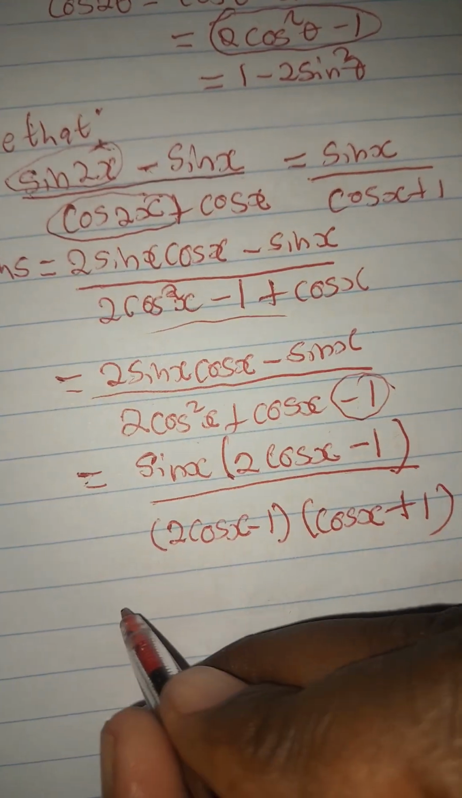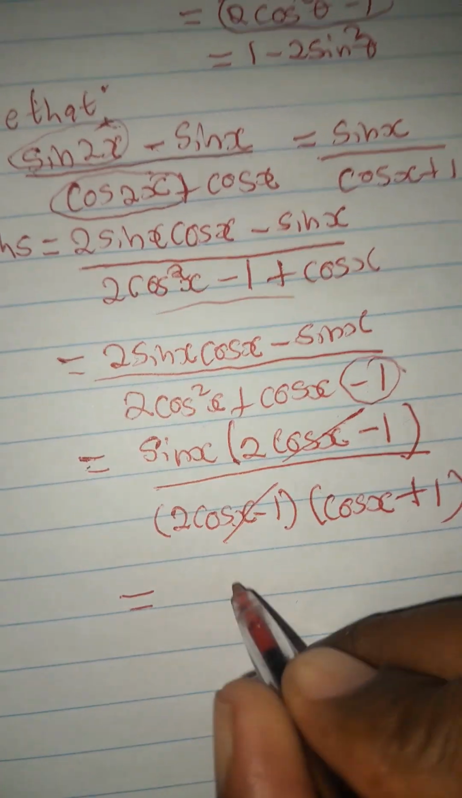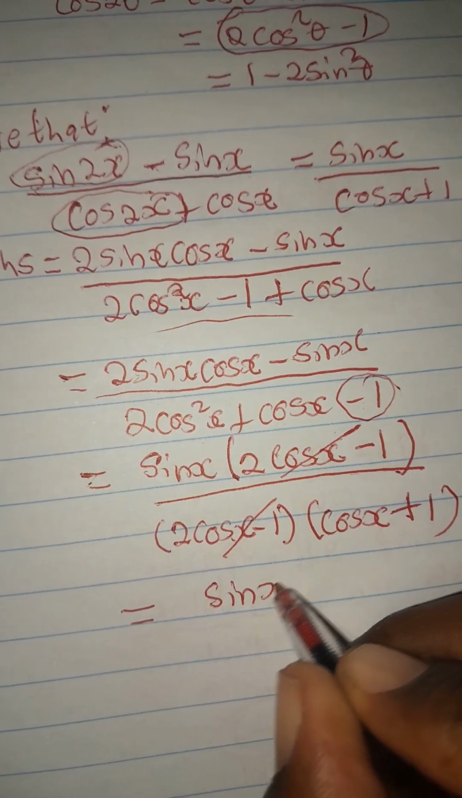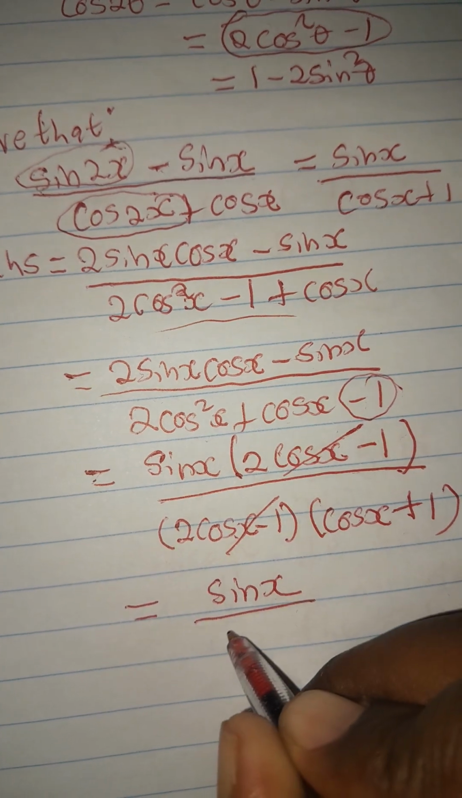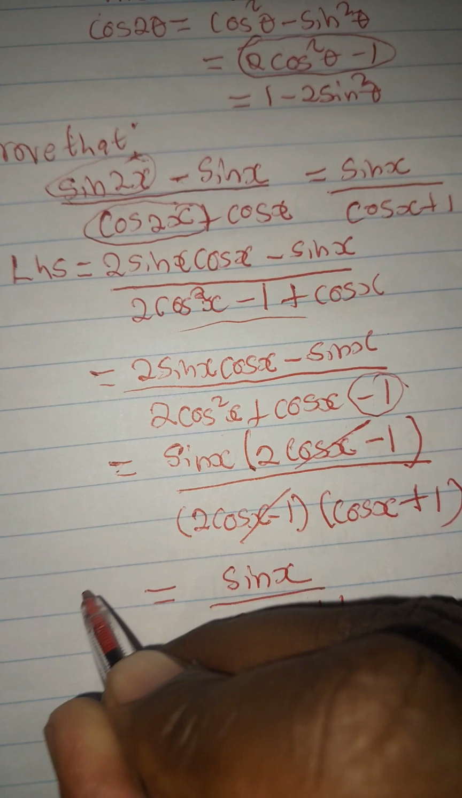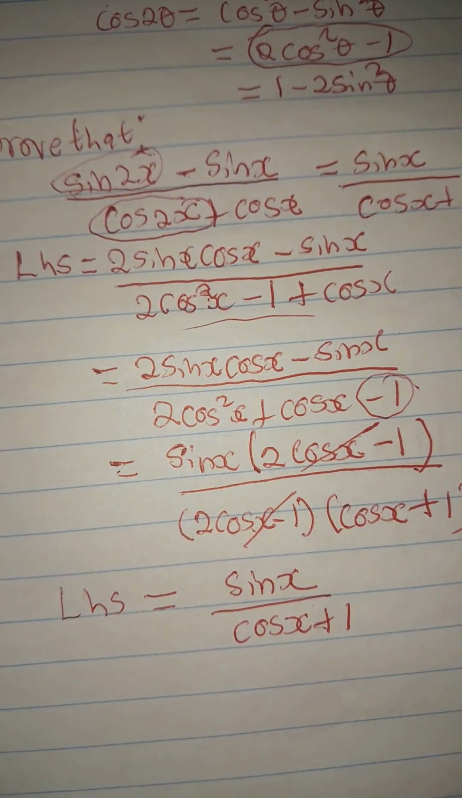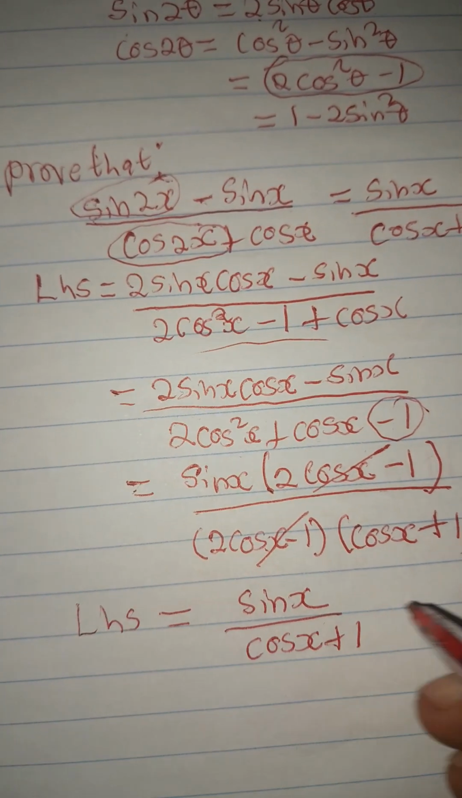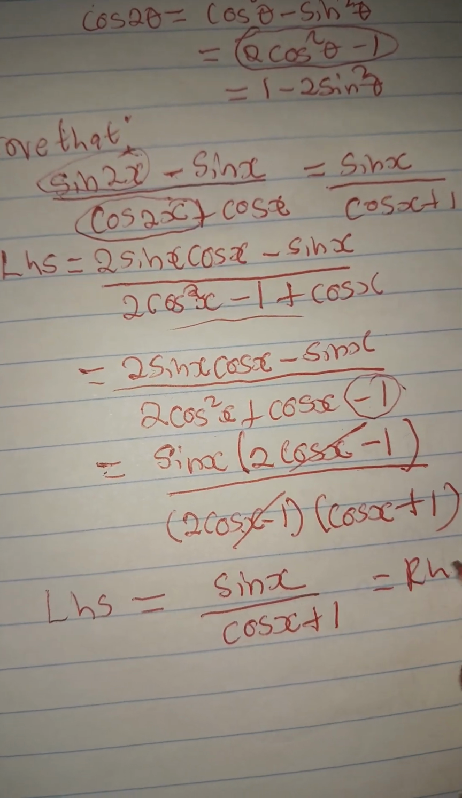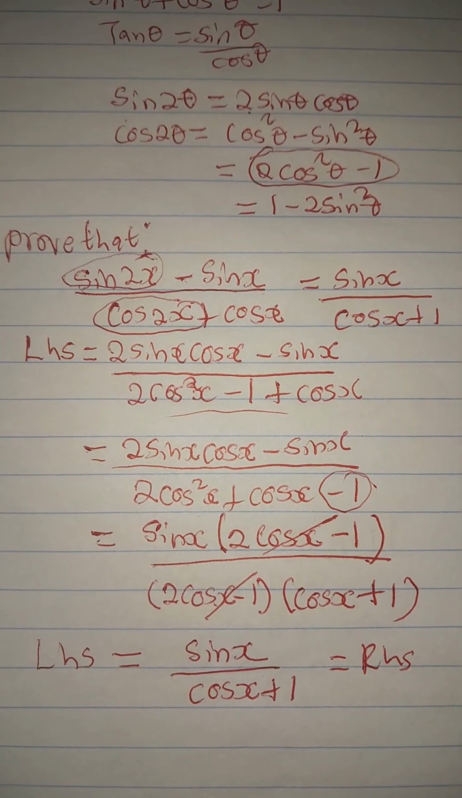We can see that there are common brackets here, and common brackets will cancel each other. We are left with sine x divided by cos x plus 1. So I guess we have proven that the left hand side is equal to the right hand side. That's how you can apply identities in this case.